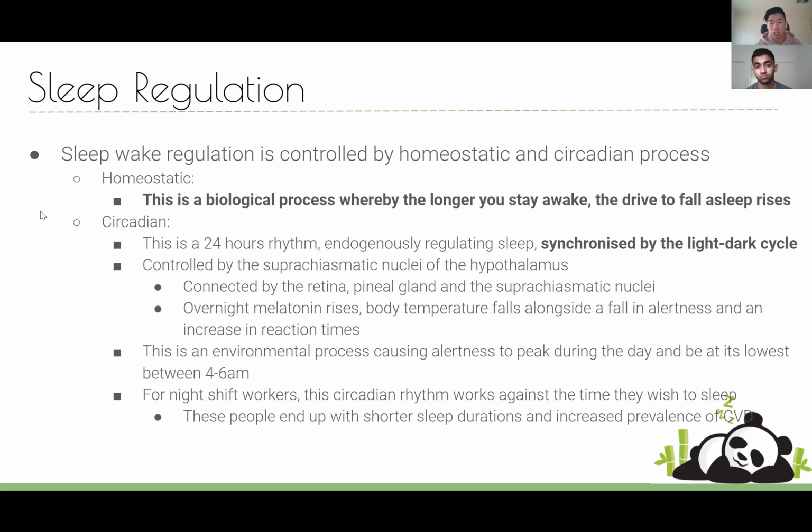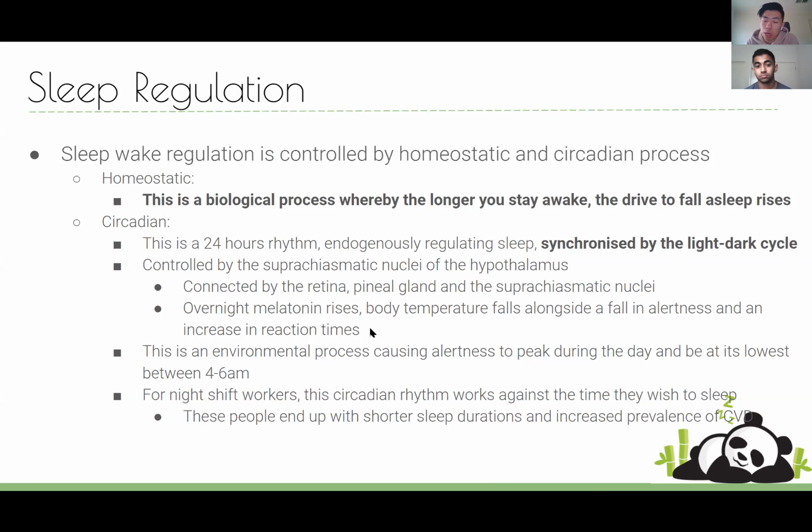In terms of sleep regulation, there are 2 processes, the homeostatic and the circadian. The homeostatic process: the longer you stay awake, the more likely you're going to fall asleep because of a buildup of molecules in your body. The circadian rhythm, on the other hand, is under control of the light-dark cycle. It's controlled by the suprachiasmatic nuclei of the hypothalamus, connected to the retina and the pineal gland.